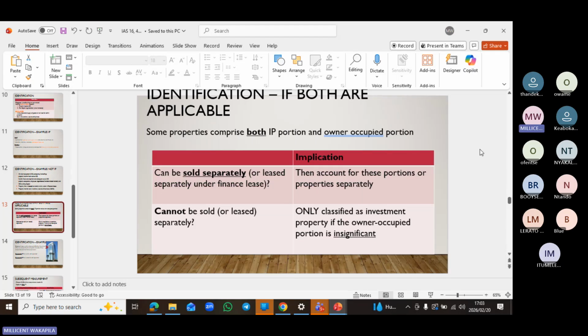And the investment property is 60%, which means you can separate into owner occupied and then the investment property. But let's say that the owner occupied was occupying only one floor, which means it's 20%, and then the 80% is occupied as investment property. Can you see that the owner occupied is an insignificant portion? So now you have to just use judgment and be reasonable.